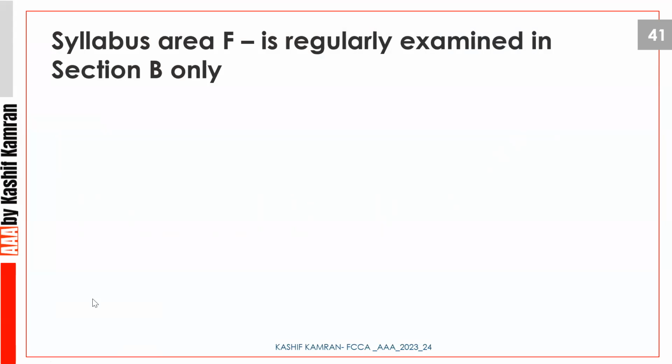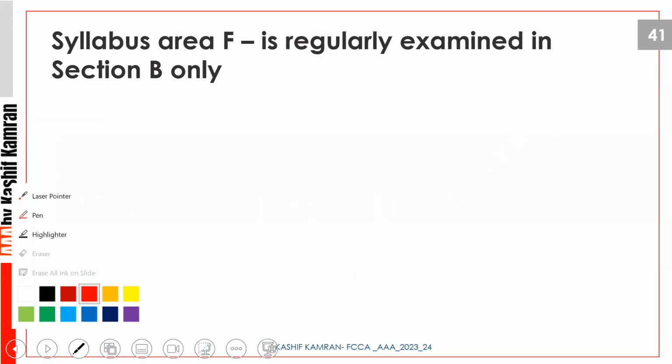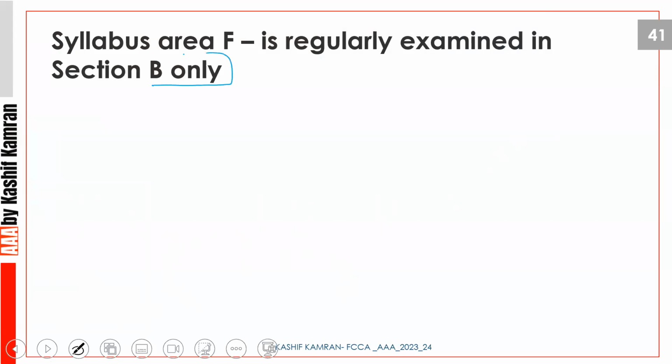Syllabus area F is regularly examined in Section B only. You will never get syllabus area F in Section A. So this is a requirement which comes only in Section B of the paper, and it is regularly examined. It's not in every single exam sitting, but it's very regular. If you look at 5 exam sittings, you might find it in 3. So it's very regularly examined in Section B only.